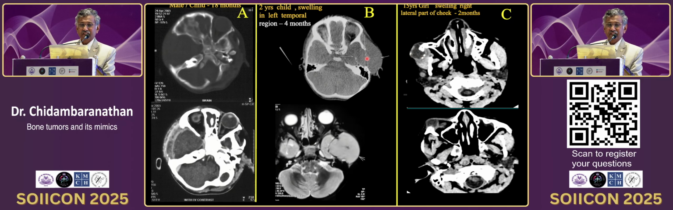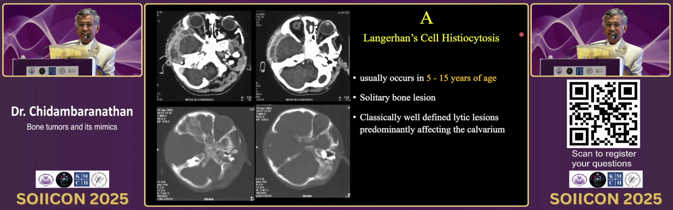What are they? What is A? What is B? What is C? A. It is Langerhans histiocytosis. Okay. Typically Langerhans histiocytosis is nicely seen, with this typical appearance of the edge. This is Langerhans histiocytosis in a 15 year old.